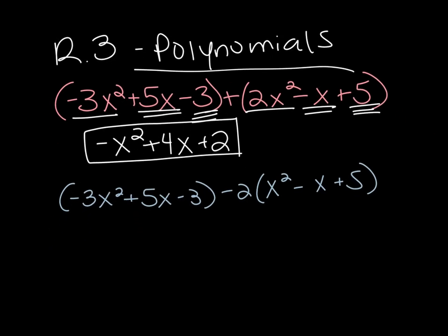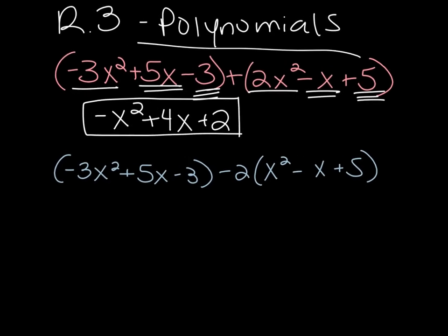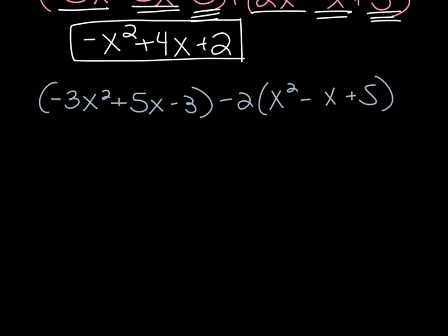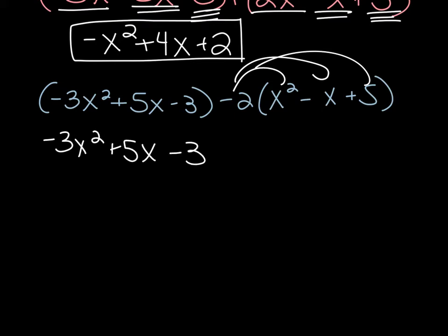So change it just a little bit. Now you've got subtraction, but you also have multiplication going on there, right? So when I take that negative 2, the biggest mistake people make is not distributing the negative to all the terms. It's got to go to every term that's there. So this becomes negative 3x squared plus 5x minus 3 minus 2x squared plus 2x minus 10. And then combine your like terms.